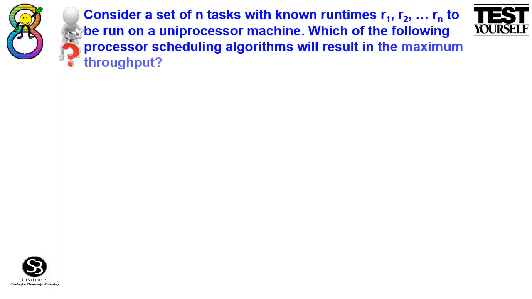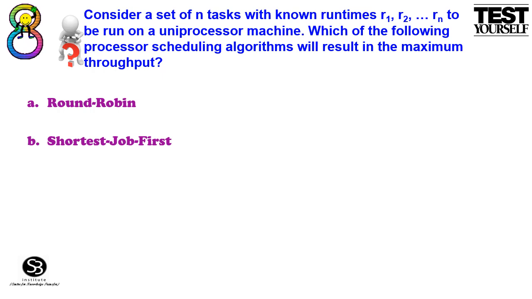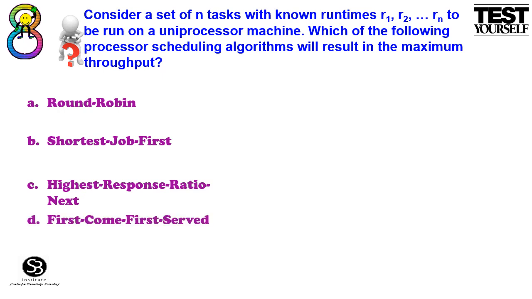Question. Consider a set of n tasks with known runtimes R1, R2 up to Rn to be run on a uniprocessor machine. Which of the following processor scheduling algorithms will result in the maximum throughput? The given options are option A, round robin, option B, shortest job first, option C, highest response ratio next, option D, first come first serve.